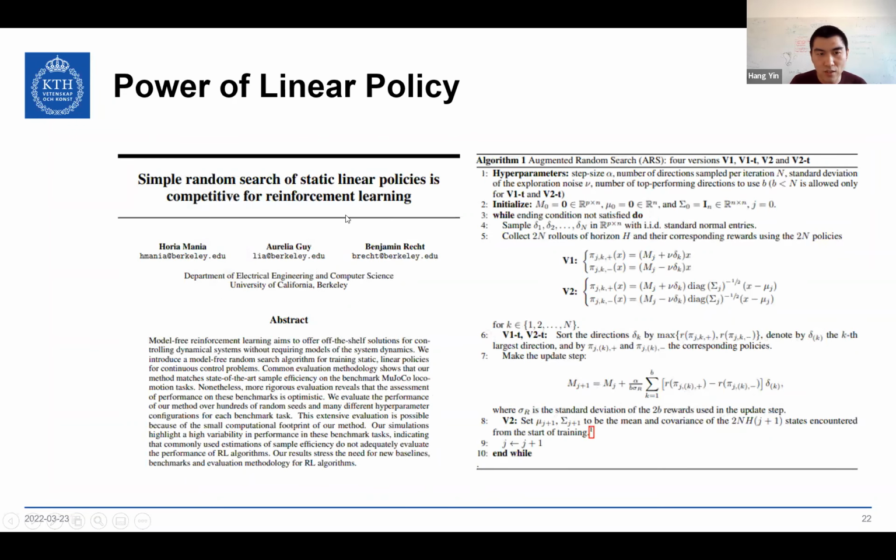And what they are suggesting here is you just do random search of this parameter. This is only the linear parameter. The algorithm is basically to sample a bunch of things over the entries of this matrix and say, okay, this is my perturbed policy, this is my perturbed policy, and I try to run all of them and see which performs better. And you rank them, select something that's promising, and then you make an update step.